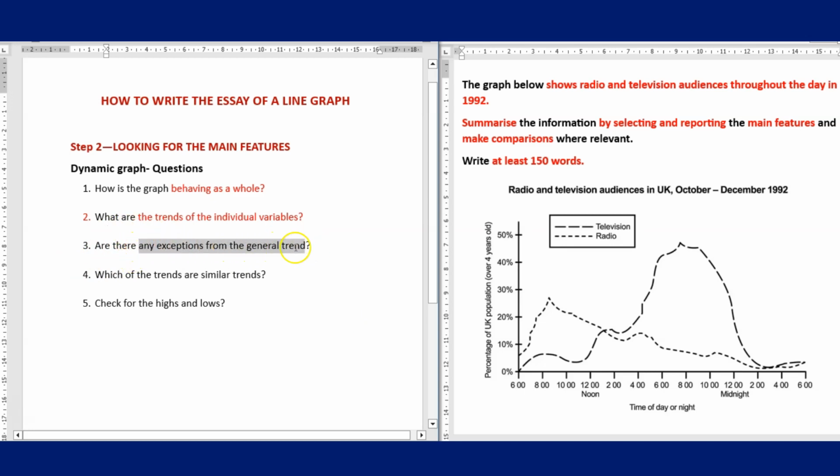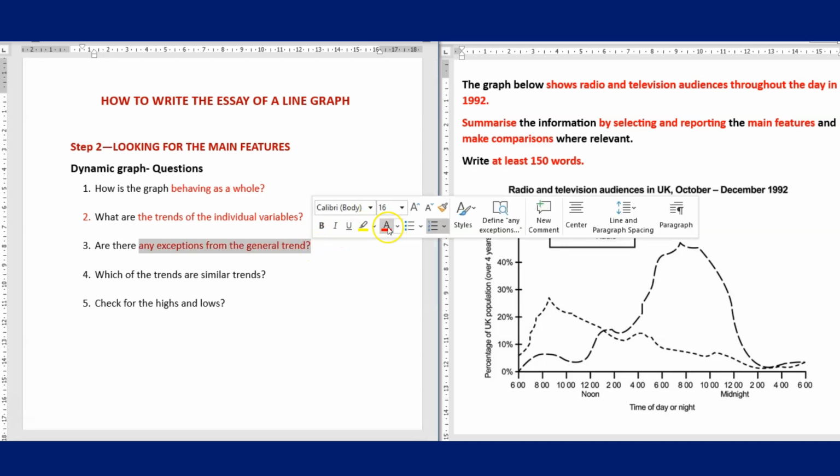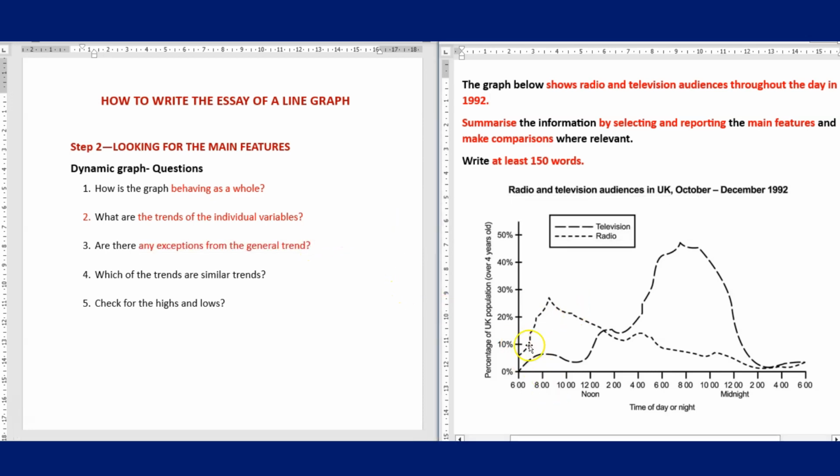So sometimes you might get some of the questions where all of the variables are going up, but one of them is coming down, or maybe all of them are coming down, but you have one where it's always fluctuating. So you have to check through and see which one of them is an exception, or whether there are any exceptions. You might get maybe one, or sometimes even two. There might be two exceptions in it. So you need to look out for them.